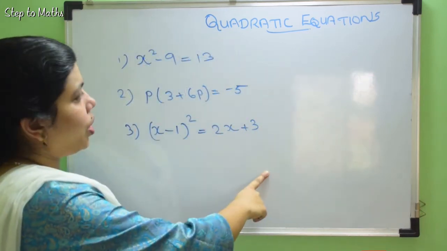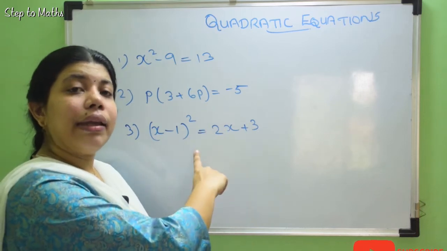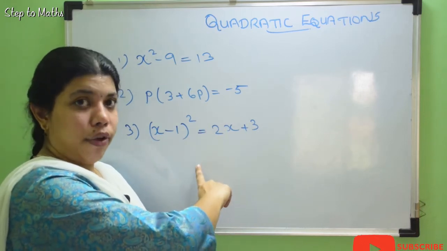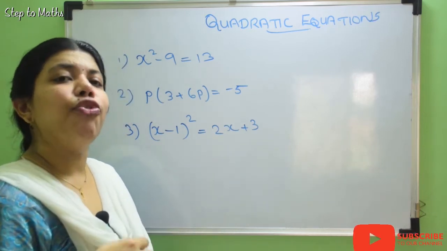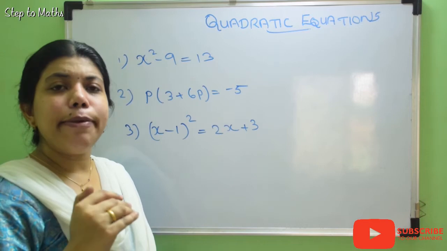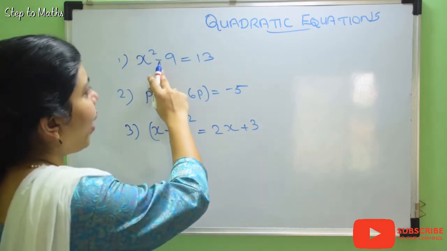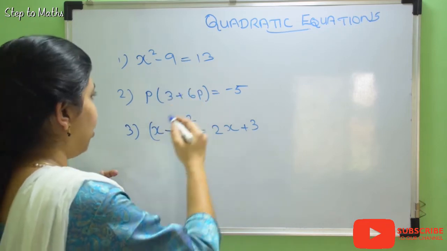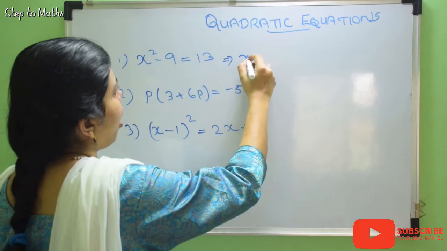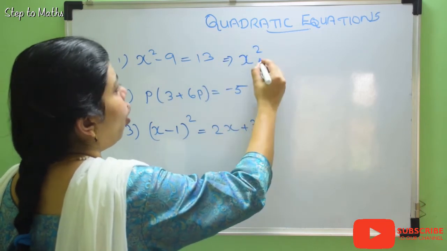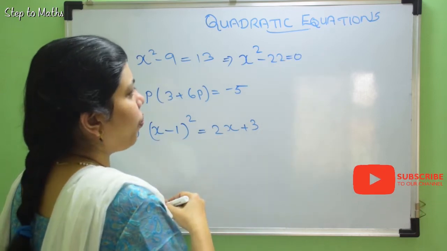Consider these equations. Our question is, write these equations in the general form of a quadratic equation, that is ax square plus bx plus c, and find the values of a, b and c. Consider the first one. X square minus 9 is equal to 13. How can we rewrite this? X square minus 22 equal to 0.